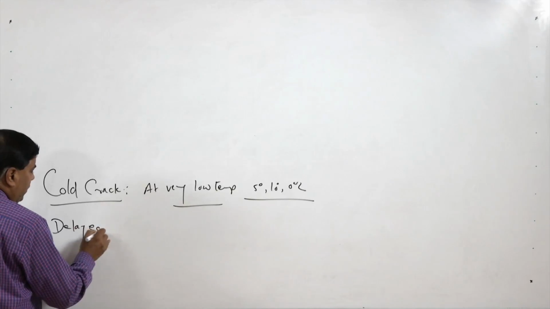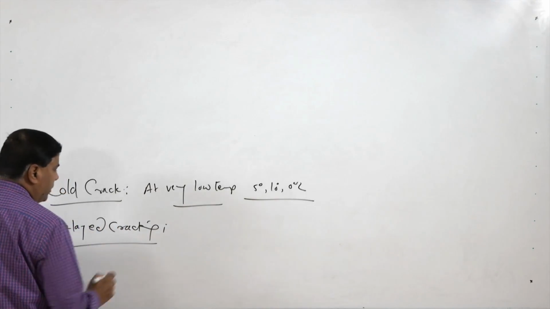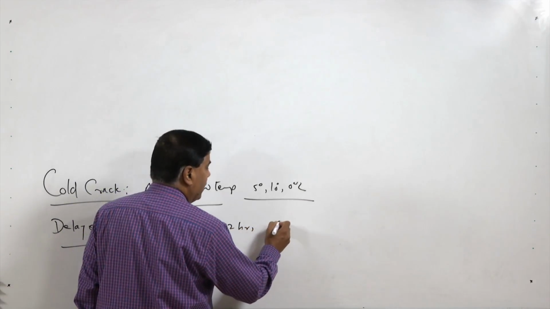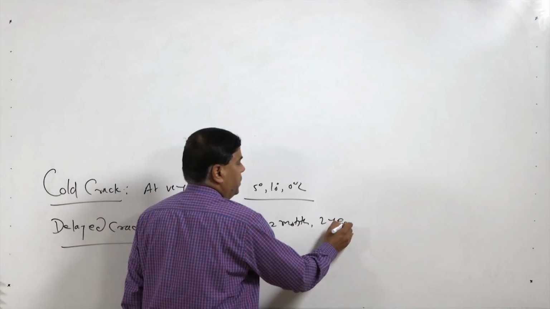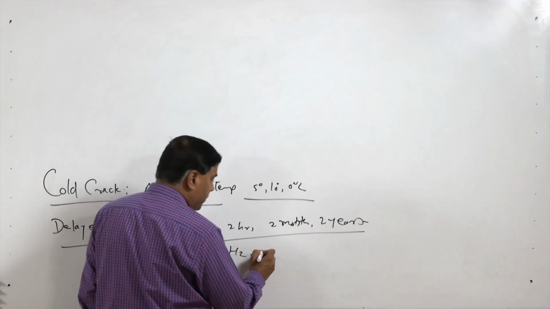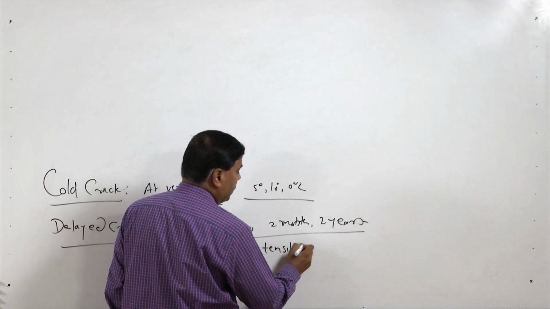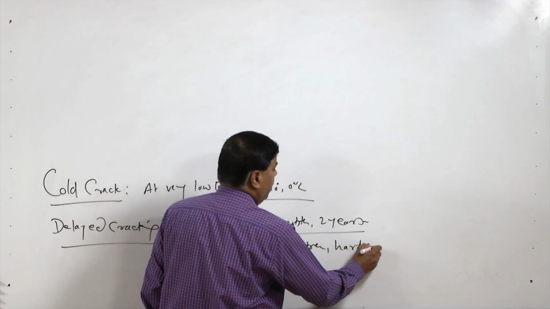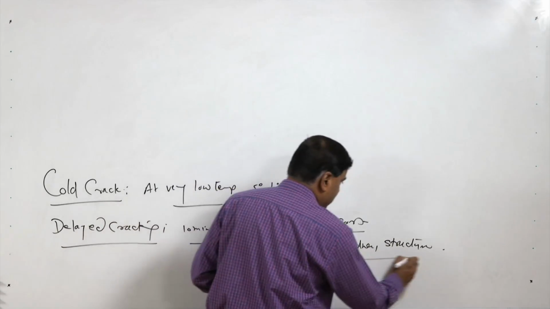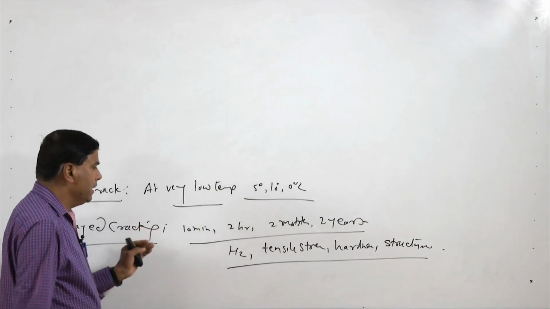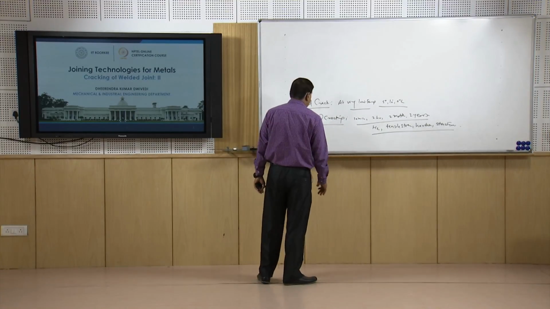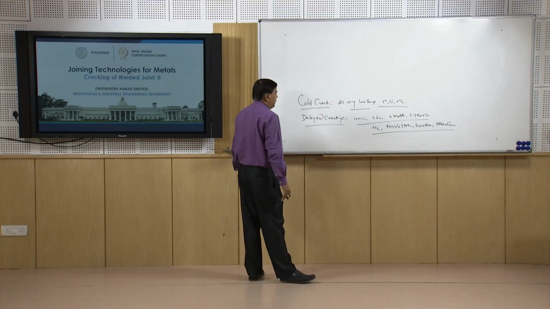This is also called delayed cracking because sometimes it is observed after, say, 10 minutes of welding, sometimes 2 hours after welding, or 2 months, and sometimes even 2 years after welding, depending upon the hydrogen content in the heat affected zone or the weld metal, depending upon the magnitude of the tensile stresses acting in the weld joint, and depending upon the hardness of the weld metal and the heat affected zone, and the structural constituents of the weld metal and the heat affected zone. So, these are the 4 factors that significantly determine how fast the cold cracks will develop. Since this type of crack is observed after some time following the making of the weld joint, that is why it is called delayed cracking.